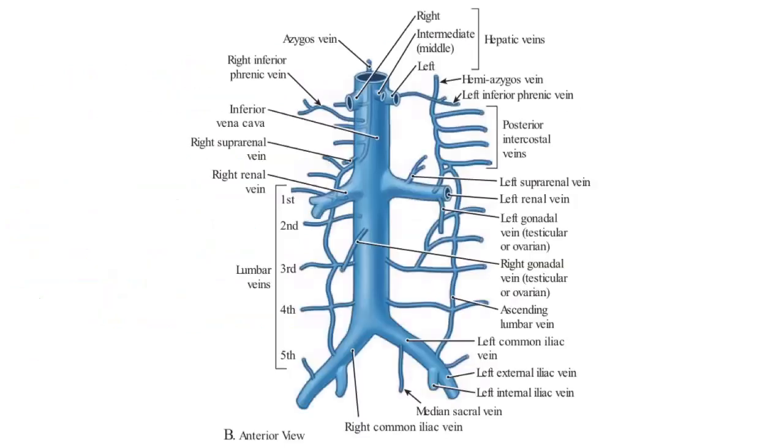See, this is the inferior vena cava. These are the right and left common iliac veins. These are the lumbar veins, 1, 2, 3, 4, 5. And suprarenal veins, renal veins, phrenic vein.